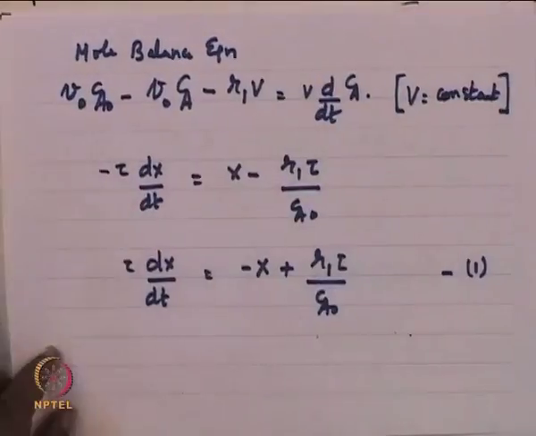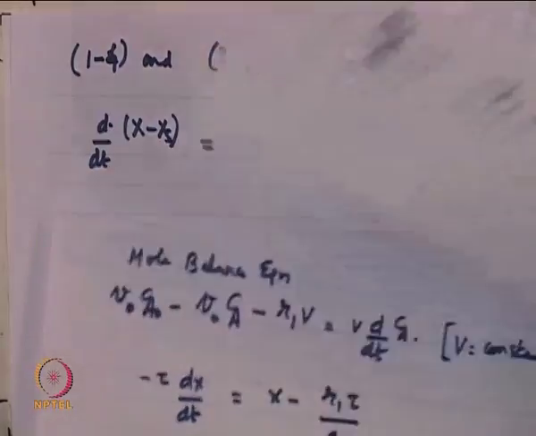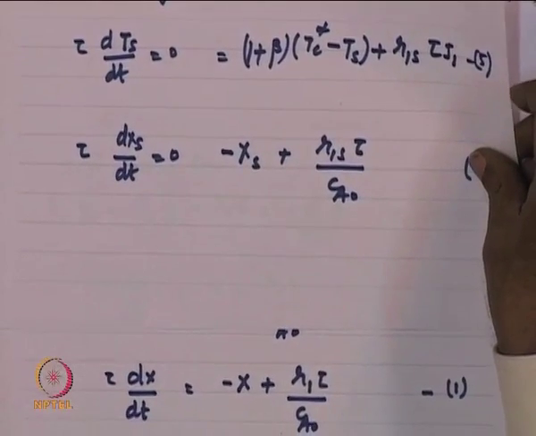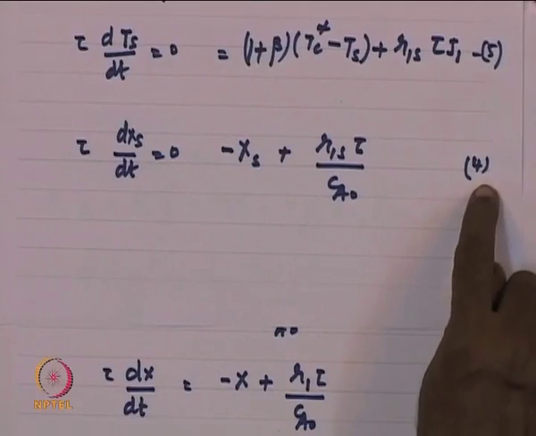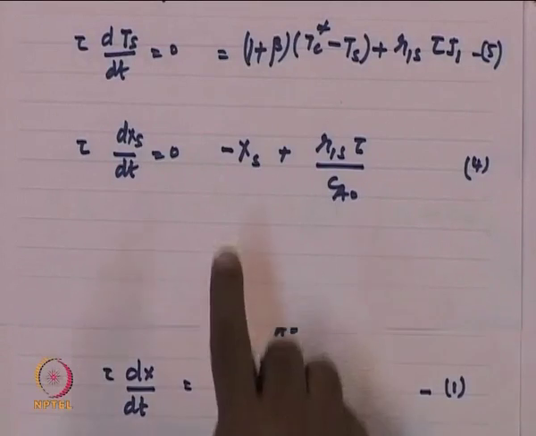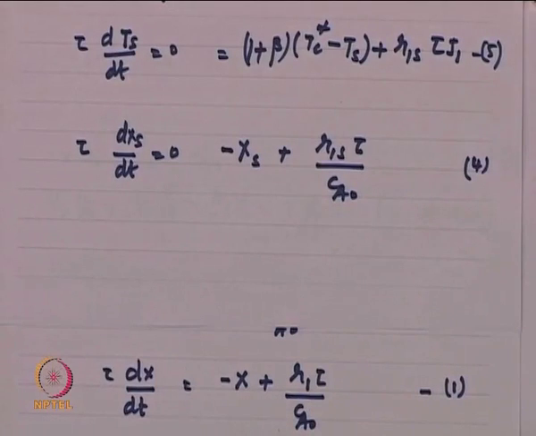We have equation 1, which is the material balance. Okay. Then we have equation 4. Where is equation 4? You can see here this equation 4 and this equation 1. You can see both these equations now. So, you are doing 1 minus 4. So, you get tau times d of (x minus x_s) minus (x minus x_s) and then (r1 minus r1_s) tau by J C_s0 multiplied. So, 1 minus 4 essentially talks about d by dt of the deviation x minus x_s.